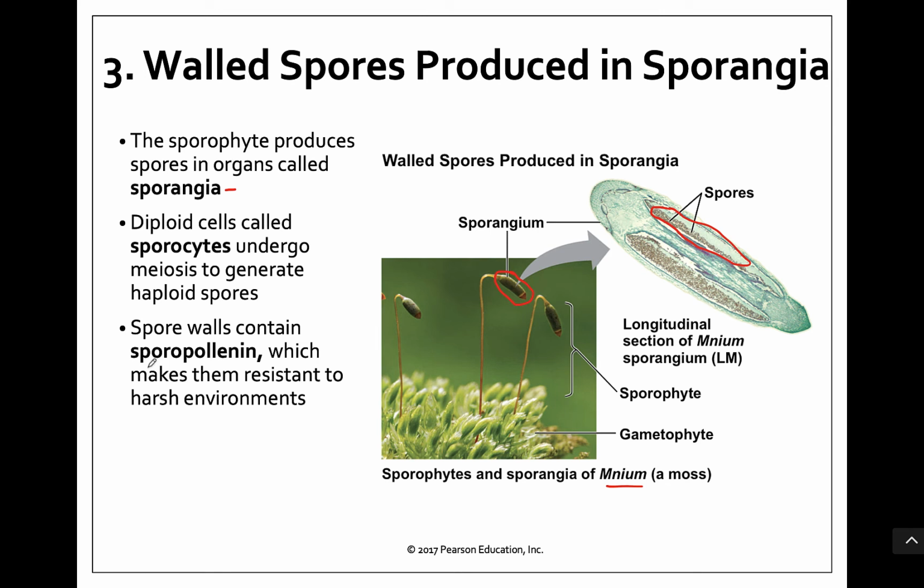These walls also contain sporopollenin, like the green algae, to help make them resistant to harsh environments, meaning dry environments. The green algae also create spores, but they don't have the sporangia. So even though plants and green algae share this protein sporopollenin, only plants have the organs of sporangia.